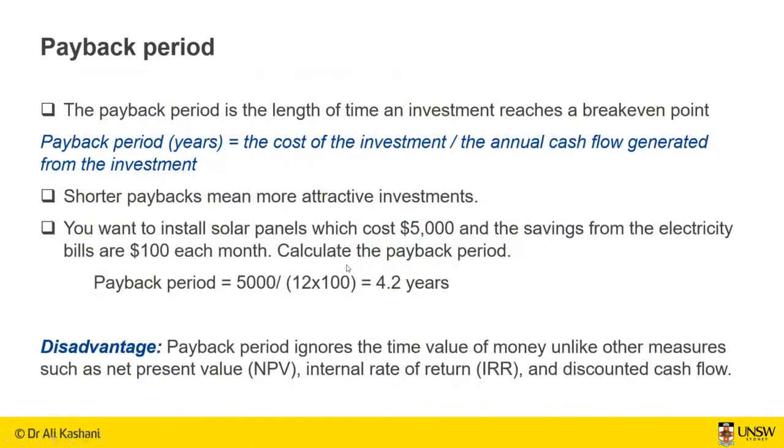Okay, the payback period probably is the simplest and probably the most inaccurate way to evaluate a project, because it doesn't take into account the present value of money. The way it's calculated is pretty simple. You take the cost of investment and the annual cash flow generated from this investment, and you divide those two, and that gives you your payback period. You want a short payback period, which means a more attractive investment.